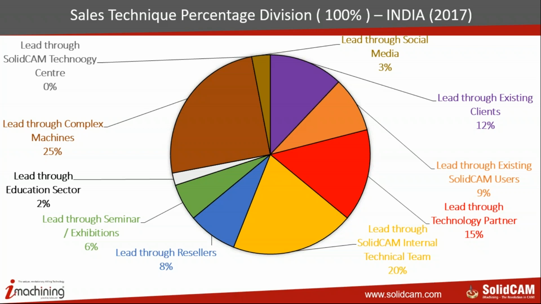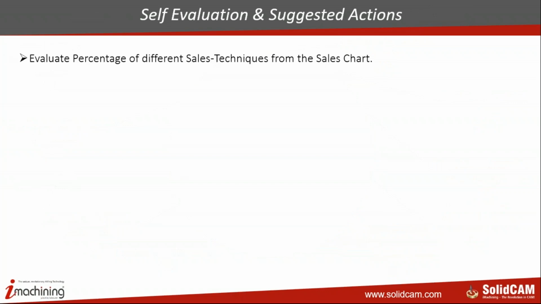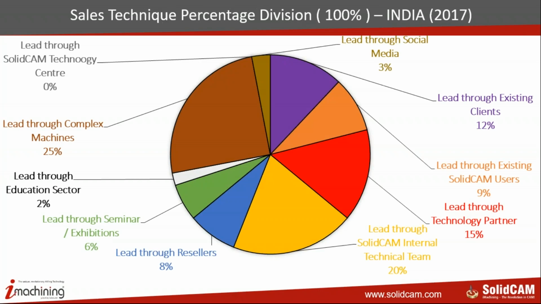So let's conclude. This is our last slide: self-evaluation and suggested actions. We should evaluate the percentage of different sales techniques from the sales chart. As I've told you, we have the sales chart. We can evaluate which technique is giving us how much sales.